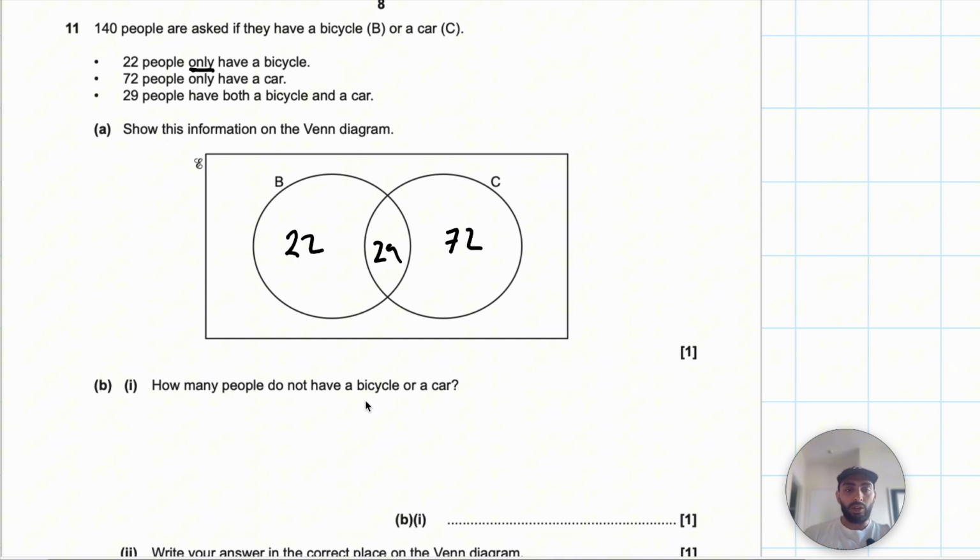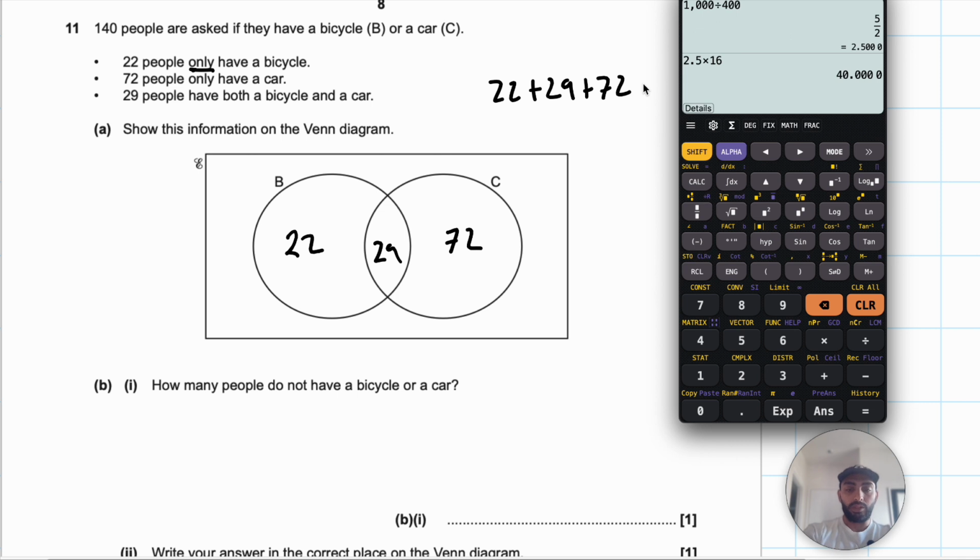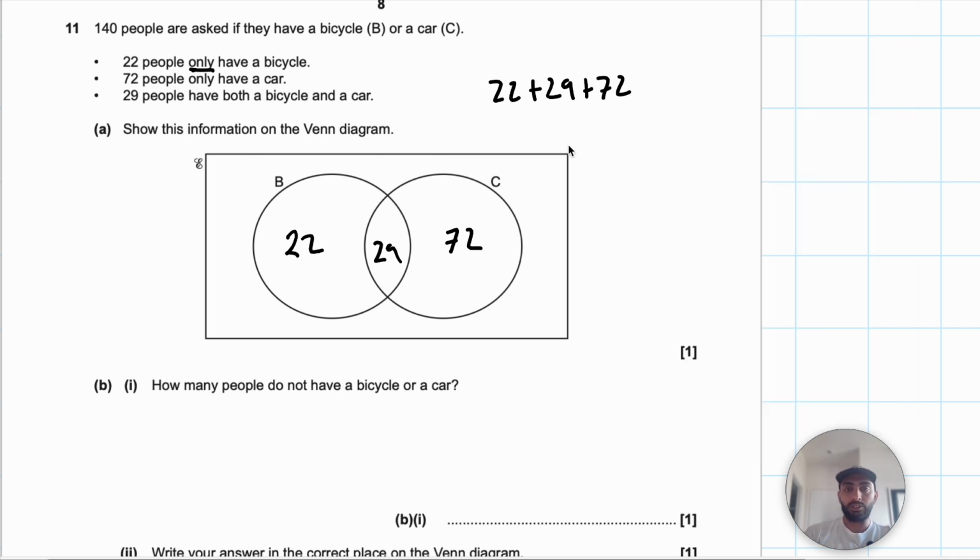How many people do not have a bicycle or car? So we're just trying to find this missing piece of information. So far, we have 22 plus 29 plus 72, which is 123. Altogether, there's 140 people, so we're doing 140, take away 123, which gives me 17. So the remaining people is 17.